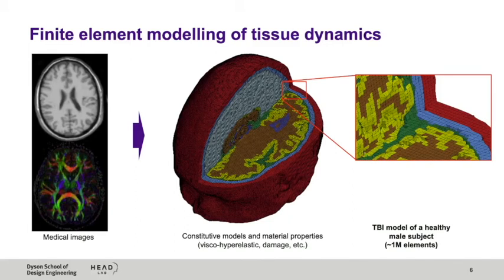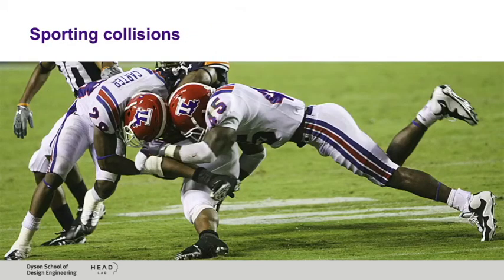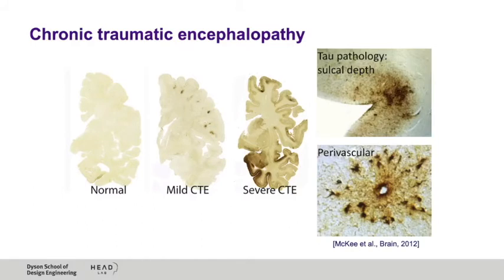Now moving forward, we use these models for different purposes. In this case, we use this model to look at deformation of the brain. In what scenario? One situation is sporting collisions, where we have large forces that go into the brain. And actually neurologists have found this type of injury or pathology in the surface of the brain, in the sulci region. You see accumulation of these abnormal proteins, the tau proteins, at the depths of sulci, and this pathology is called chronic traumatic encephalopathy. It's been seen in athletes who have been repeatedly exposed to head collisions.